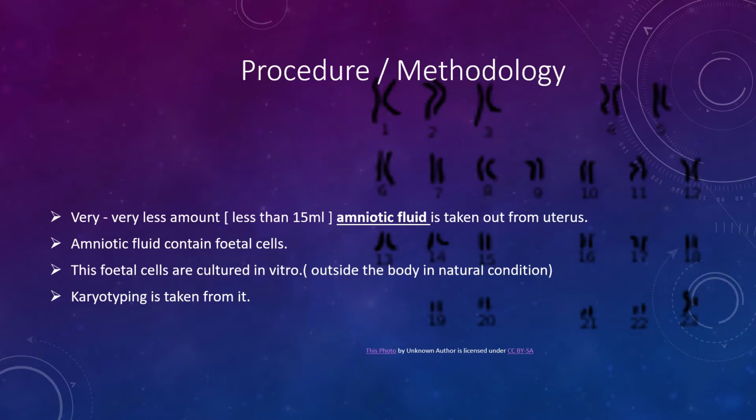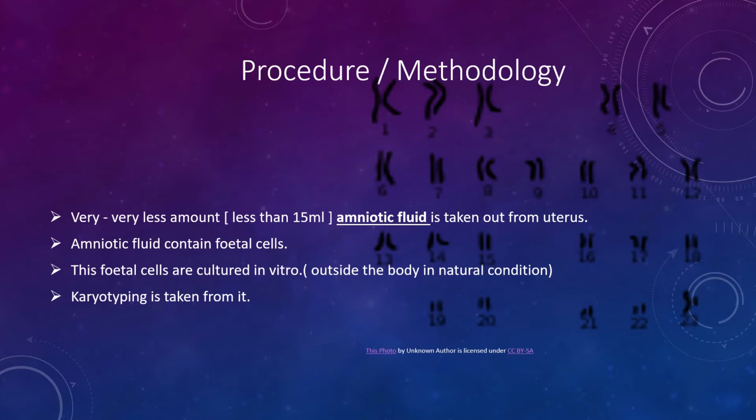Before the amniotic fluid is taken out, doctors do a sonography to see the position of the embryo and the place from where they have to take the amniotic fluid. That amniotic fluid contains the foetal cells. Foetal cells divide mitotically, and by the time the doctor takes out the amniotic fluid, the complete chromosomal development or arrangement is completed in the fetal body.